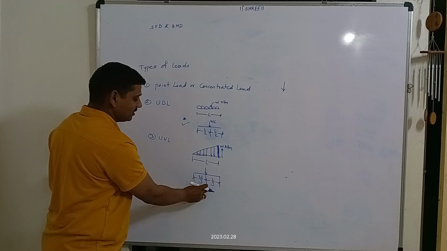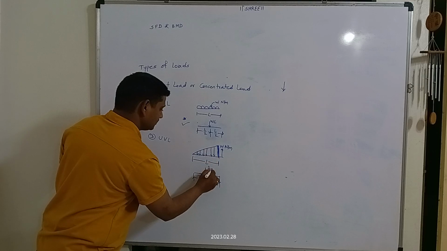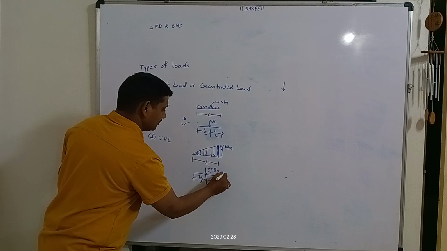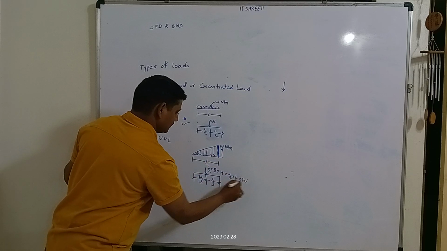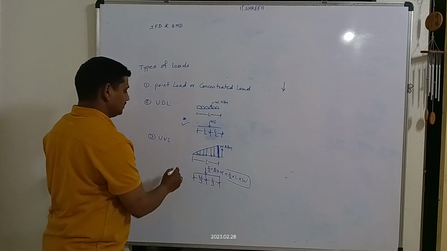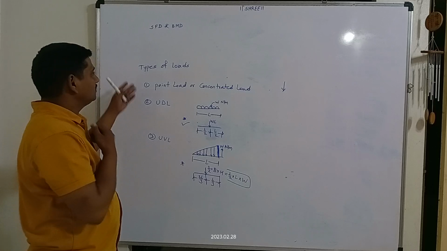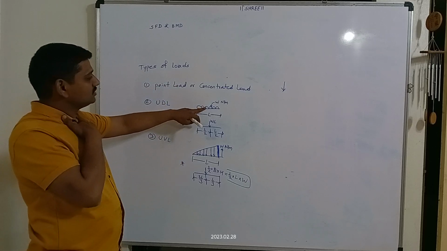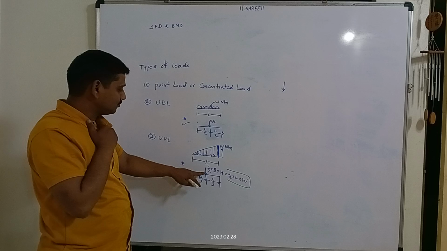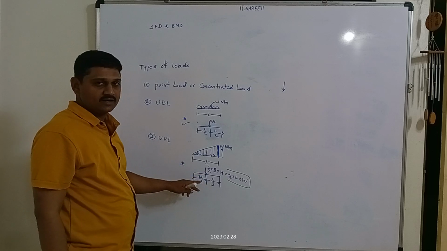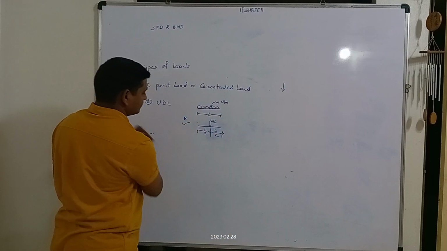This is the standard nomenclature, and the value of force is the area of the triangle, 1/2 base into height. Here our base is L and height is W. This is the point force. This is also very important while solving the examples. These are the types of loads and how to convert this UDL into point load, where it is acting, and how to convert this UVL into point load and where it is acting. Clear? Understood?